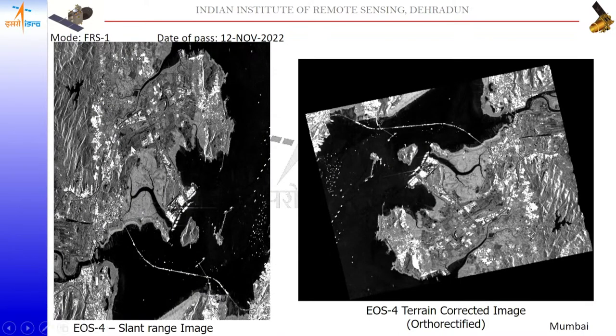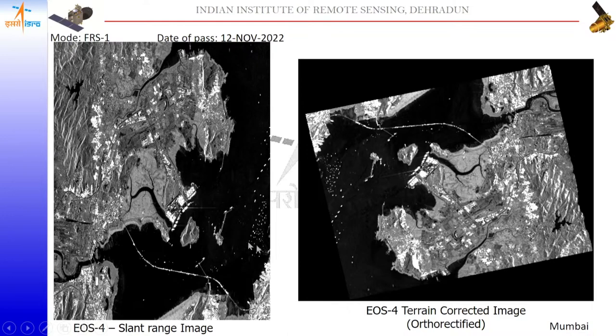Here you can see different images, so I will show them one by one. This is the Mumbai area. You can see this image in the slant range geometry, and how it looks in the terrain corrected image. You can see the small mountains here, and a water body. You can see how terrain correction has been done in the mountains, and the brighter portions are the urban buildings and urban regions.